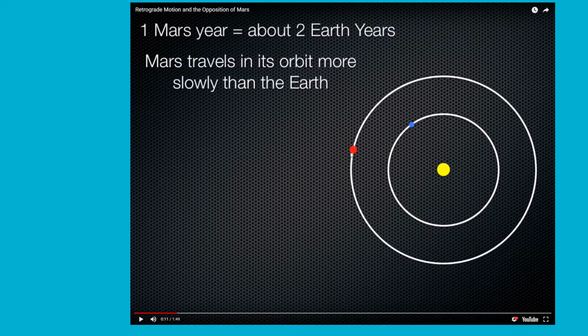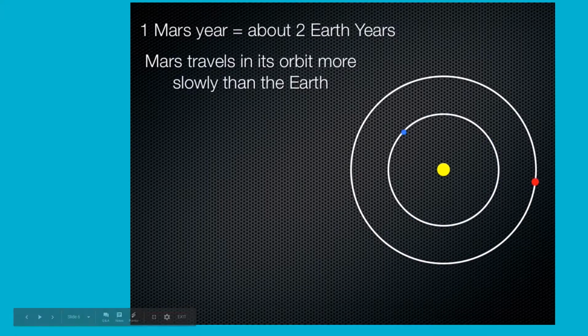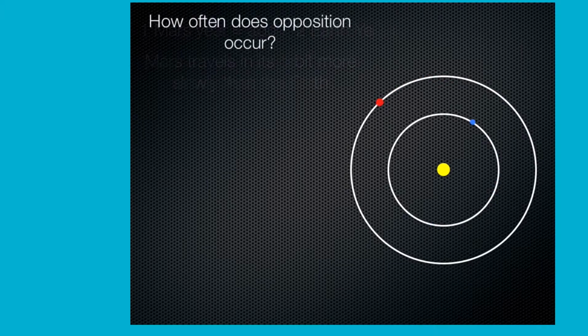So once every 2 years, there's going to be a time where Earth approaches Mars from behind and passes it. Right then. It's going to happen again, right there. So we're getting ready to approach Mars from behind, and we pass it.